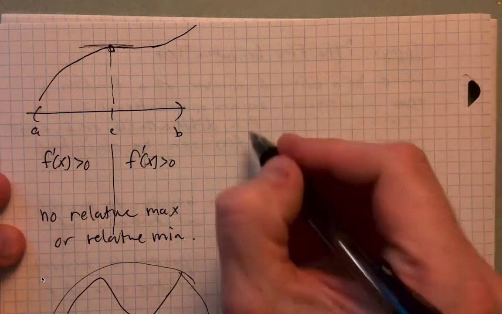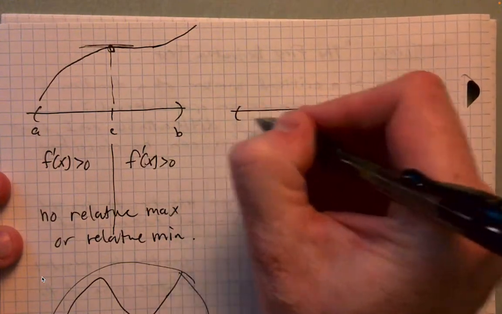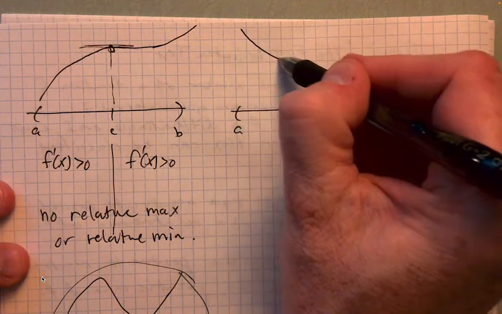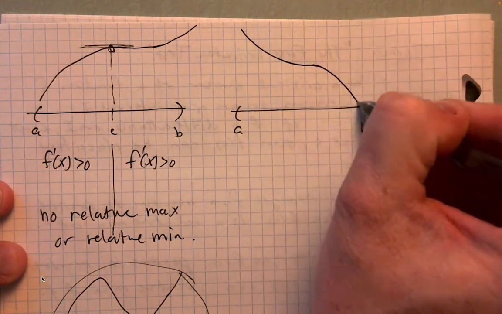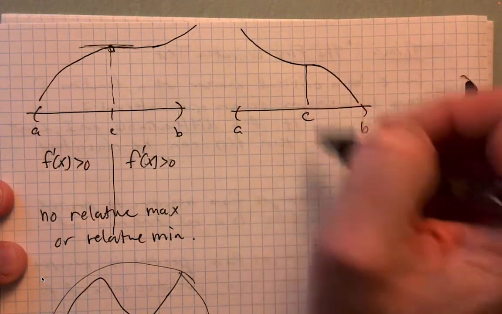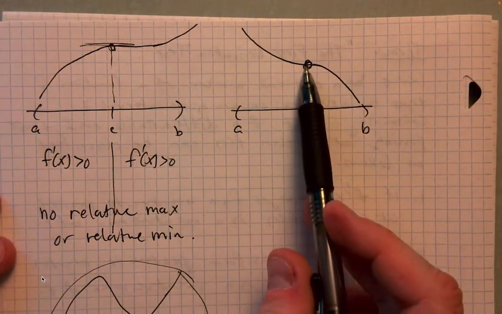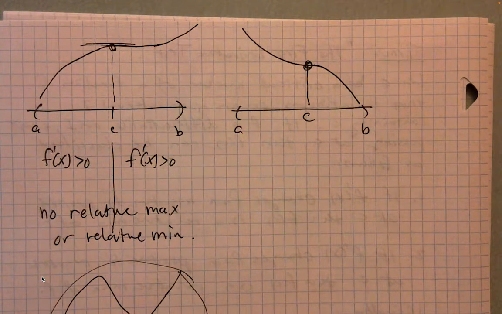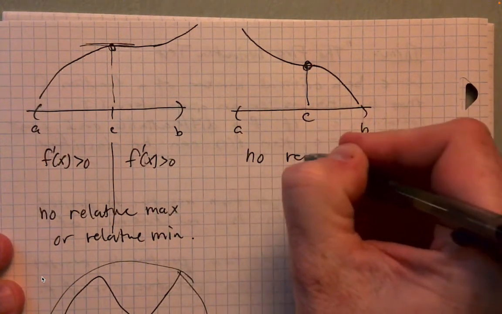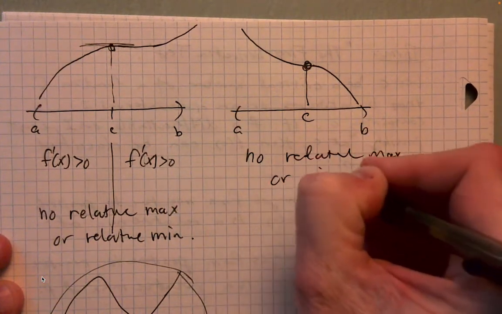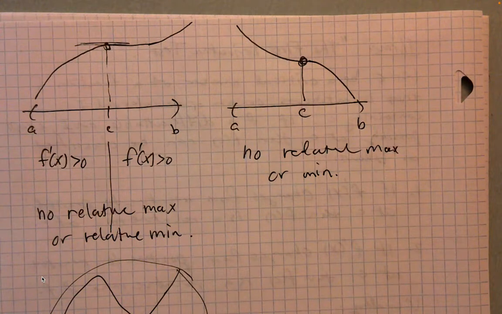Right, and then just to round this out, the last thing that can happen would be the graph kind of comes down, flattens out, and then goes back down more. Right, so this is not a relative max or a relative min. It's just kind of in the middle. Okay, so no relative max or min here. Okay. All right, very good.